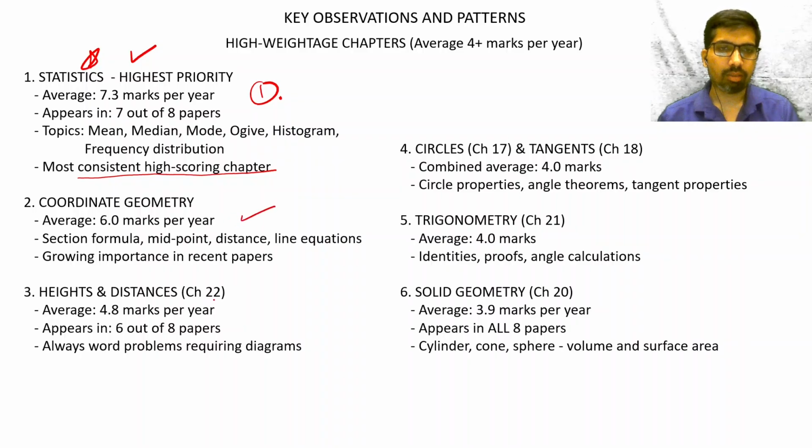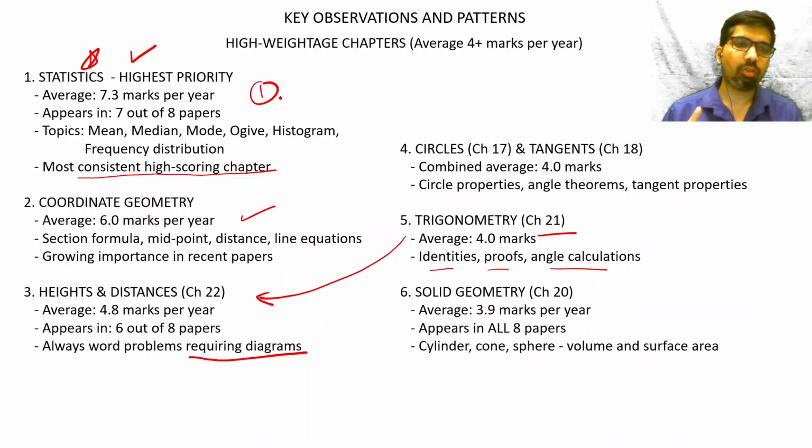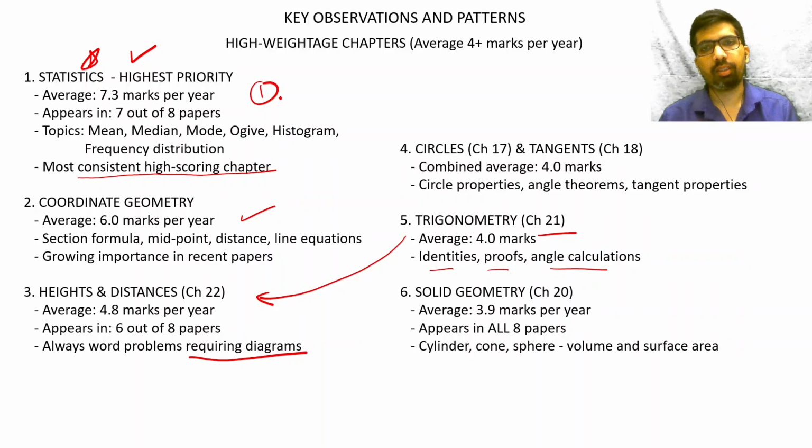Height and distance. Before you do height and distance, I would prefer you do trigonometry first. Over here, you have identities, proofs, and angle calculations. So focus on identities and proofs. If you know trigonometry, then go for height and distance. In height and distance, always draw a diagram to make it easy to solve the question. So height and distance is very easy. You should know only the table, draw the diagram, and you'll get the answer.